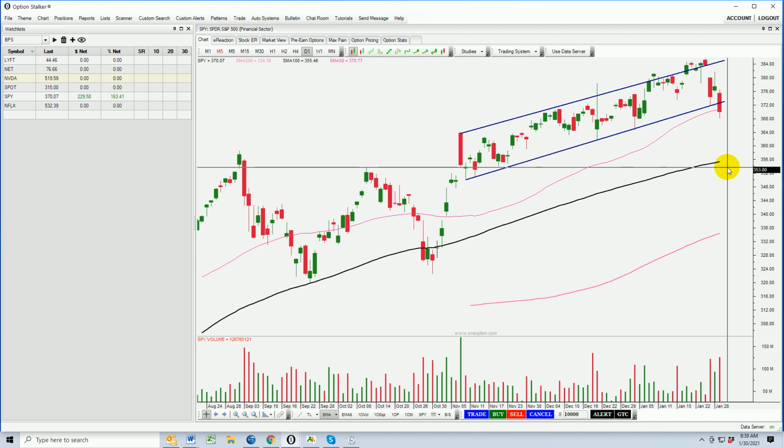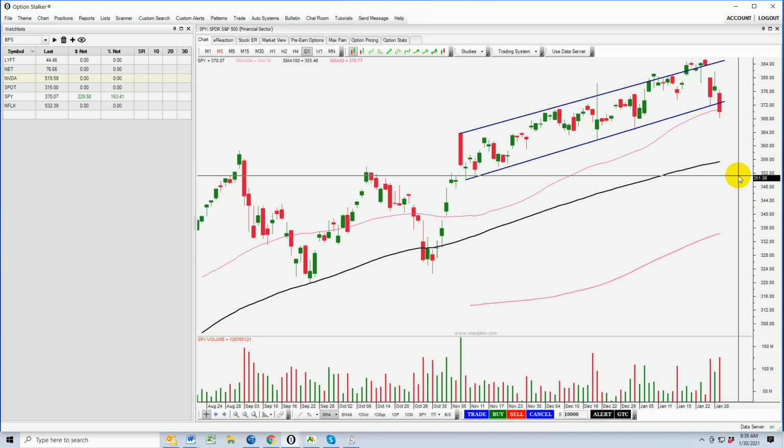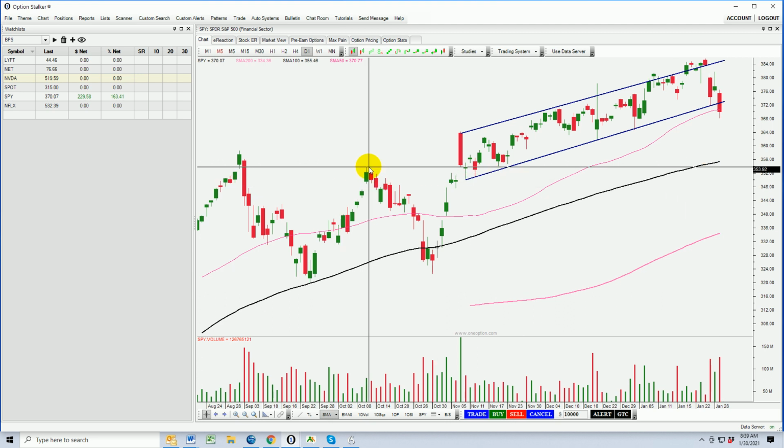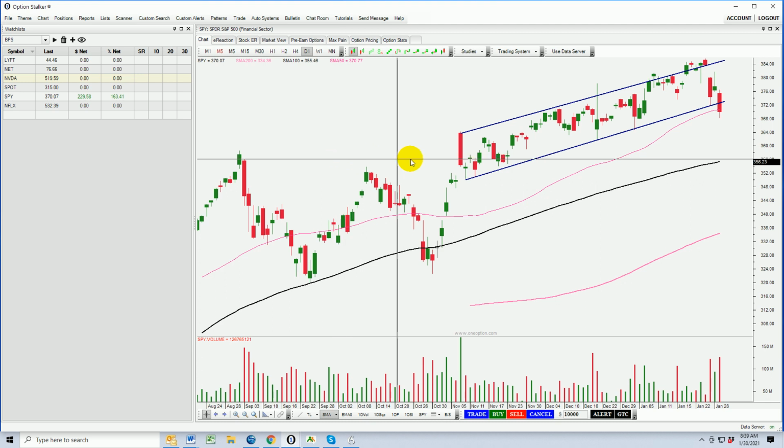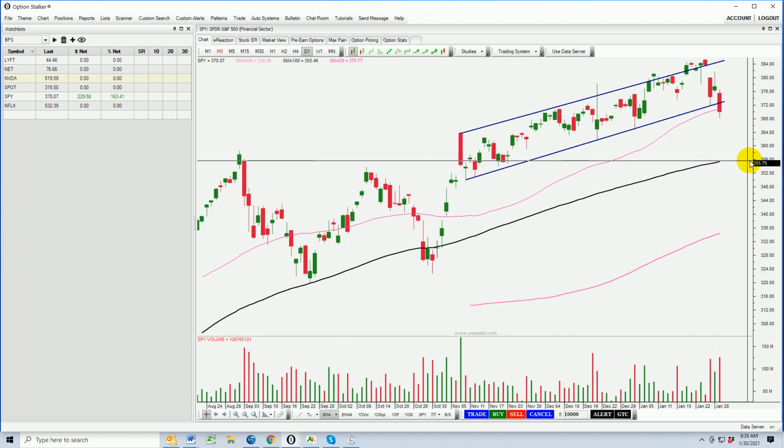Before we get to 350, the 100-day moving average is in play. That's a horizontal resistance level. I believe that somewhere around this 355 level, we're going to find support. We could go down to 350 before the market actually gains a bid.